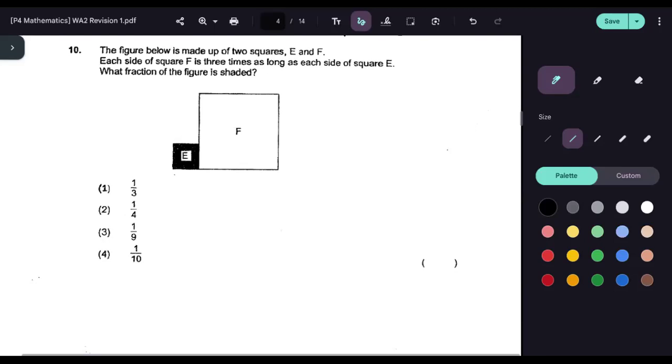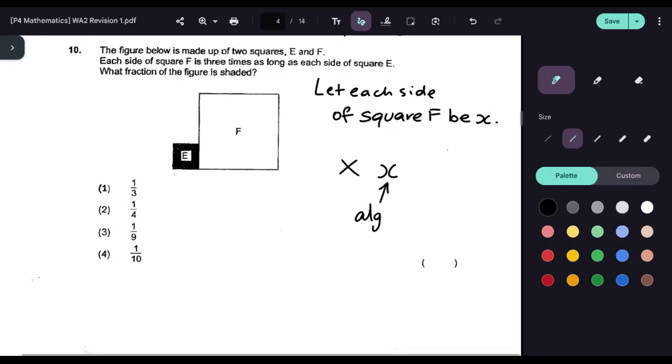This one is useful in secondary school because in secondary school, you will experience a lot of this X, Y, and Z. So I will put here, let each side of square F be X. Okay, the reason why I put my X this way is because X is not this X. This X is for algebra. This one means multiply. So let me teach you this.